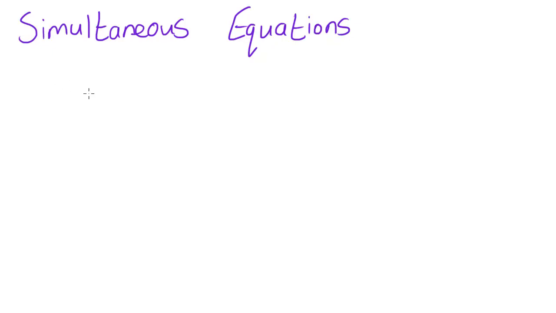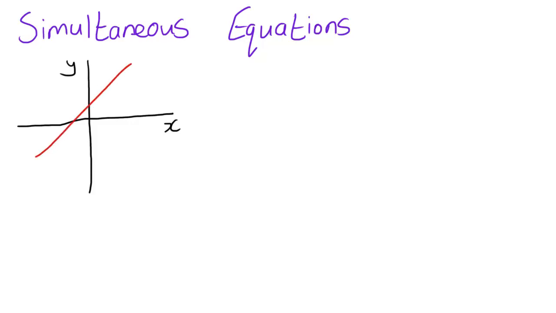So let's say that we have our axes. Oh, that's not very straight. Let me do that again. So we have our straight axes here. This is our x and this is our y, and we have two lines on them. So let's have a red line that goes like this, and we have a blue line that goes like this. So these are supposed to be straight lines, by the way.